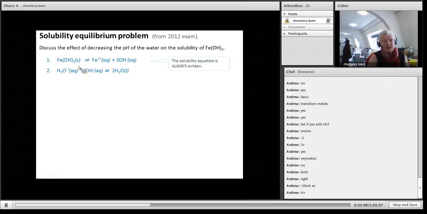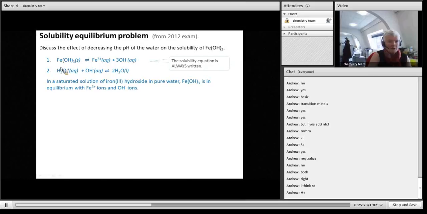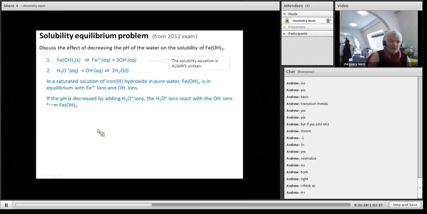Now it's my H3O+ and my hydroxide. Can you see I've labeled this equation 1 and equation 2? So now we'll say in a saturated solution, your iron hydroxide is in equilibrium with your Fe3+ and 3OH-. And if I decrease the pH, it's like adding hydronium ions. The hydronium ions react with the hydroxide ions, so it's as though I'm removing hydroxide ions from the solution because they're turning into water.